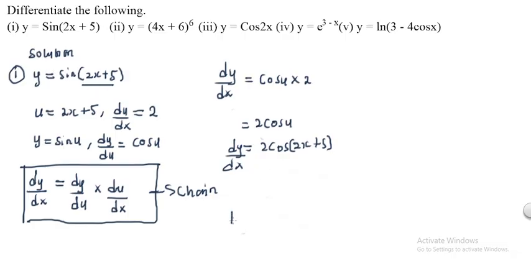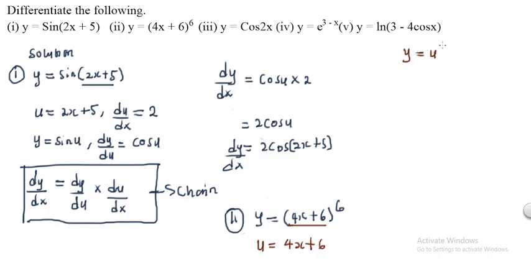Let's move on to the next question. The next question says we should differentiate y is equal to (4x plus 6) to the power of 6. You can pause the video and try to solve this one yourself. Like I said in the beginning, you want to identify the function that is inside the function. Here, the function we are looking at is 4x plus 6. Replace it with another letter. Let's say u is equal to 4x plus 6. If u is 4x plus 6, this tells us that y is equal to u to the power of 6. Since we know that we're going to need du dx and dy du, we can differentiate them from here.